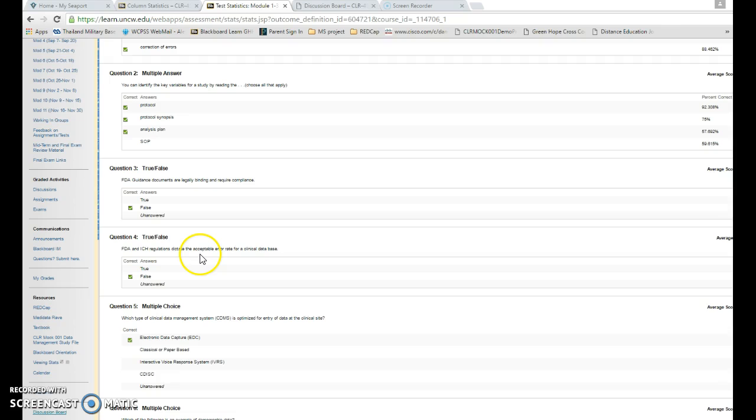Another thing that people get a little confused about is whether the FDA and the ICH dictate an acceptable error rate, and they don't.